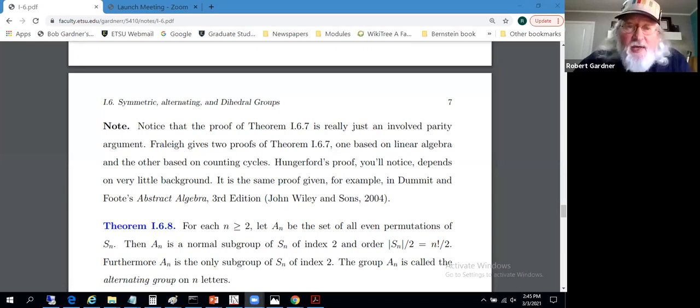So let's finish up symmetric, alternating, and dihedral groups. I think when I left off on the last video, I said we do dihedral groups next. Actually, we're going to do alternating groups next, and we'll wrap it up with dihedral groups.